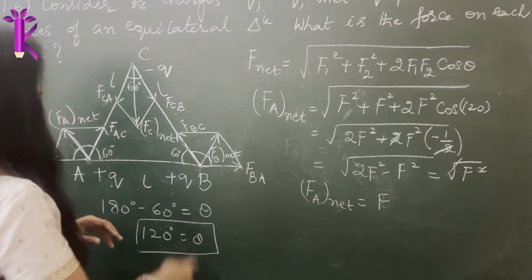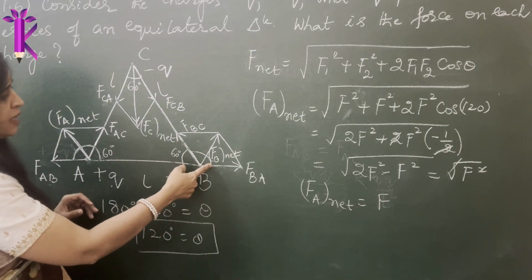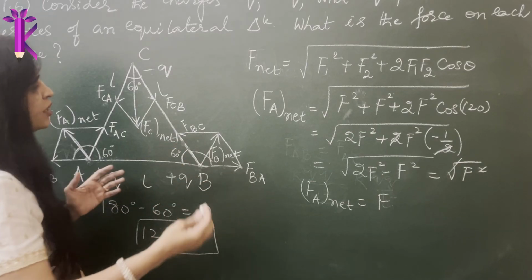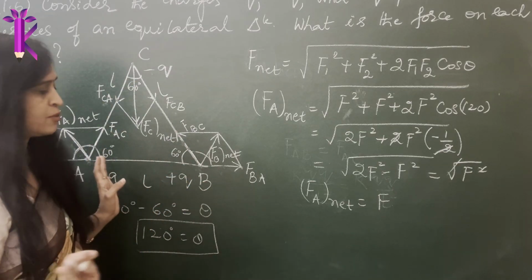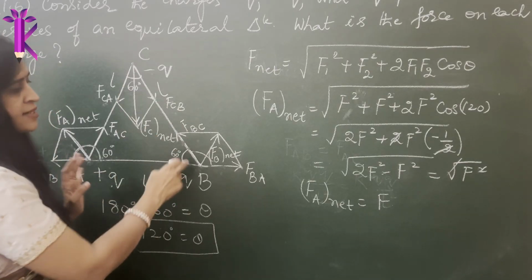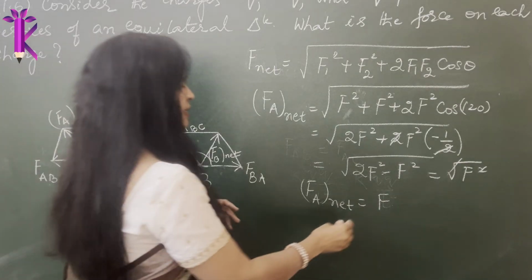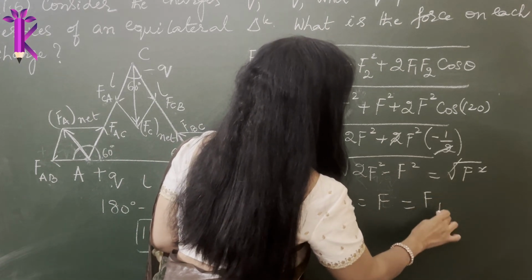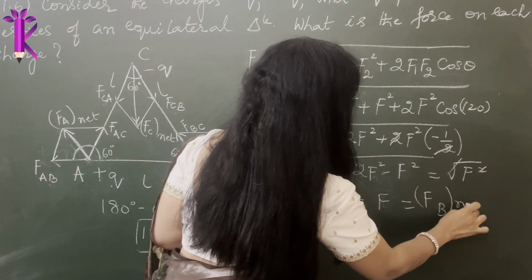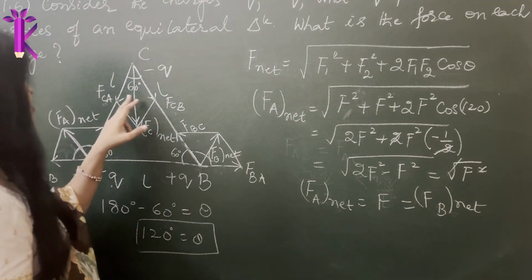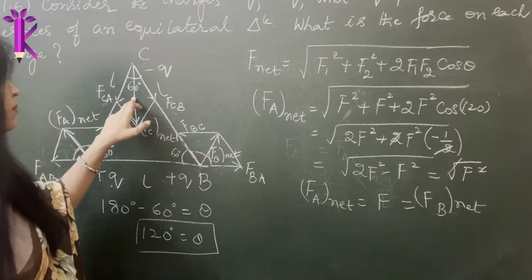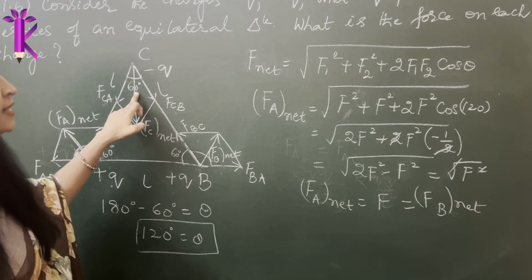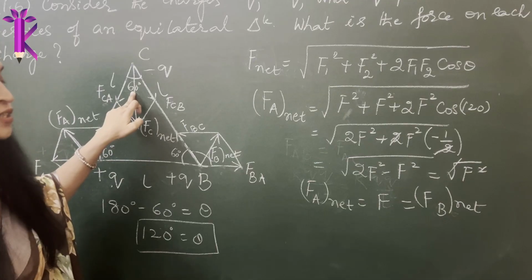Okay, so what will be the net force on B? For B also you have the same angle, 120 degrees, and F_BC and F_BA are equal because all the charges have equal magnitude and equal distance of separation. So therefore this is also equal to the net force experienced by the charge B. So what will be the net force experienced by the charge C? Will it be the same? No, it won't be, because the angle between the two forces is not 120 degrees here. Here the angle between the two forces is 60 degrees.